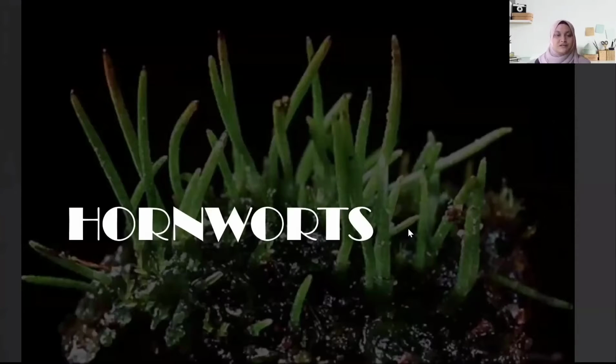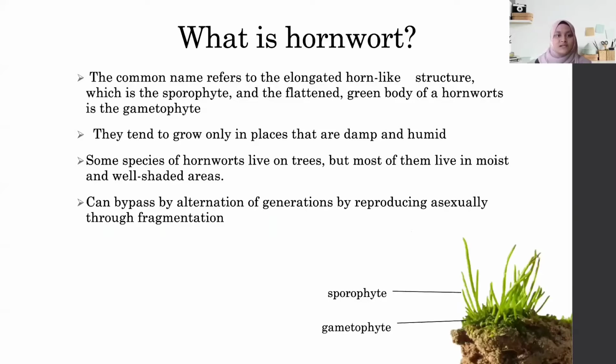Okay, now we are moving on to hornworts. Hornworts are called hornworts because of the elongated horn-like structure, which is the sporophyte, and the flattened green body of a hornwort is the gametophyte. As you can see here, this is the sporophyte and this is the gametophyte. They tend to grow only in places that are damp and humid. Some species of hornworts live on trees, but most of them live in moist and well-shaded areas.